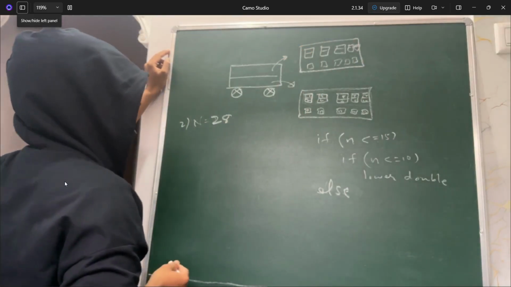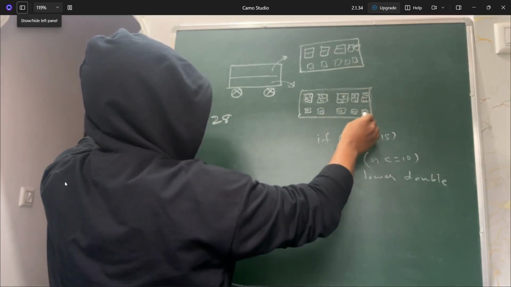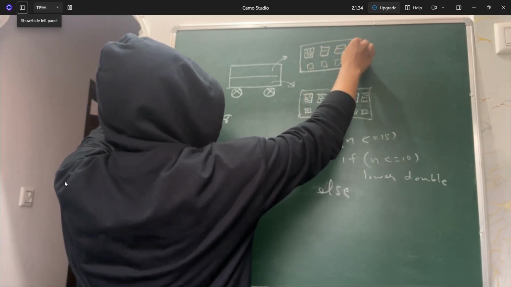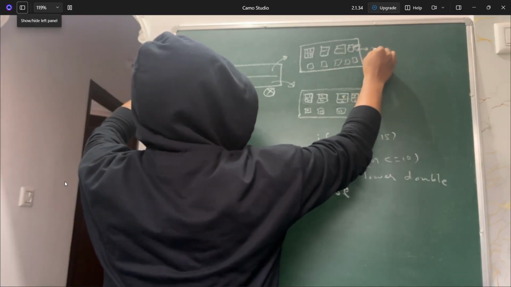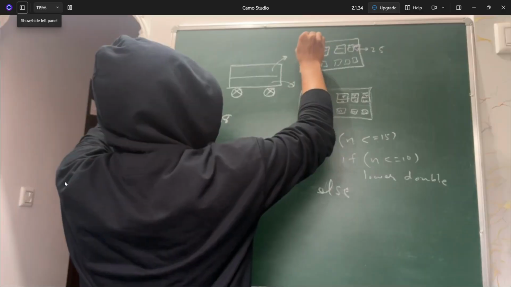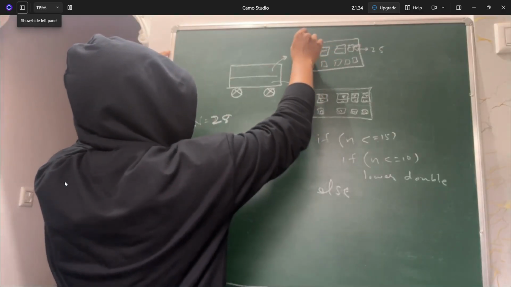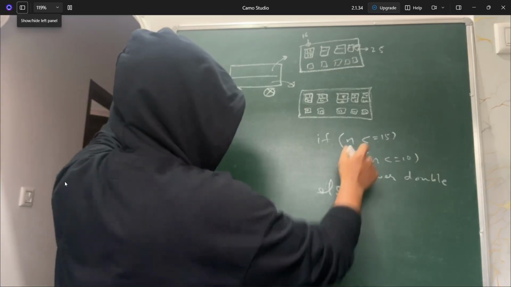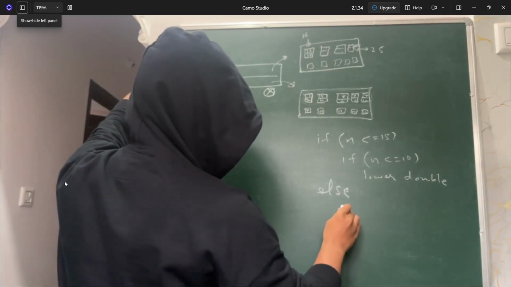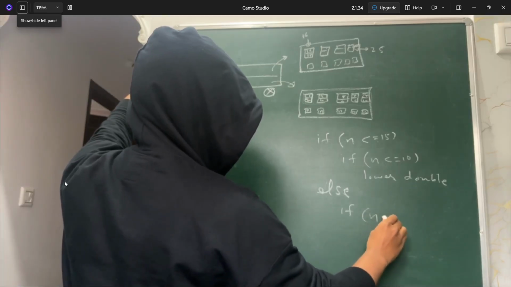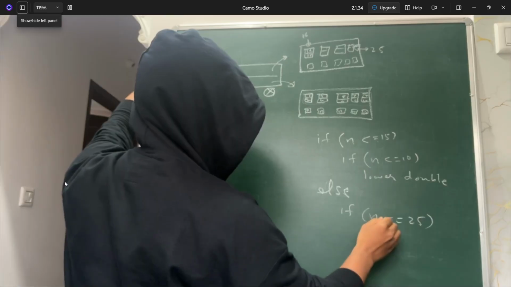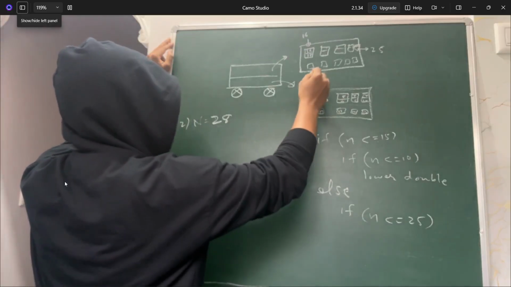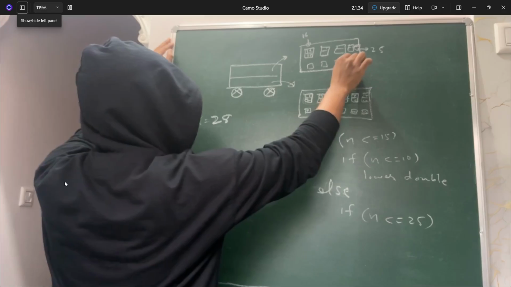Now the seat numbers here start from 16, then 17, 18, 19, 20, 21, 22, 23, 24, 25. The last seat number was 25 and the start was 16. In the upper deck, double seats were from 16 to 25. So in the else condition, n is greater than 15, which means it is in the upper deck. Now you'll have to check if n is less than or equal to 25, which means it will be double, but that is not the case. It is greater than 25, which means here we have 26, 27, 28, 29, 30.